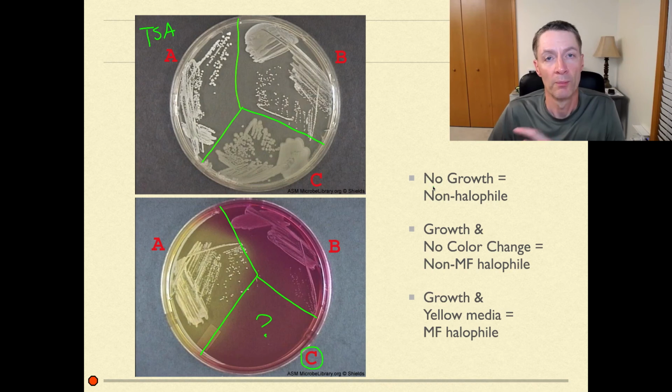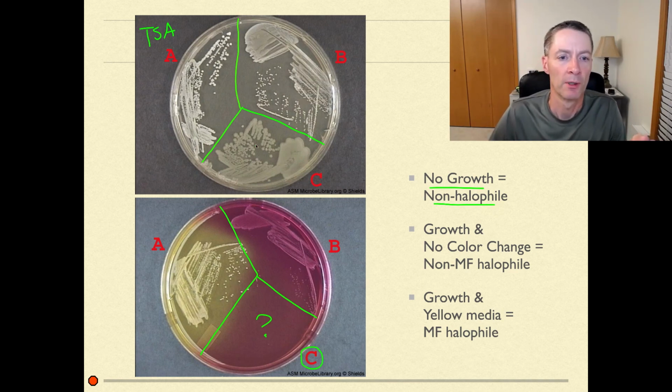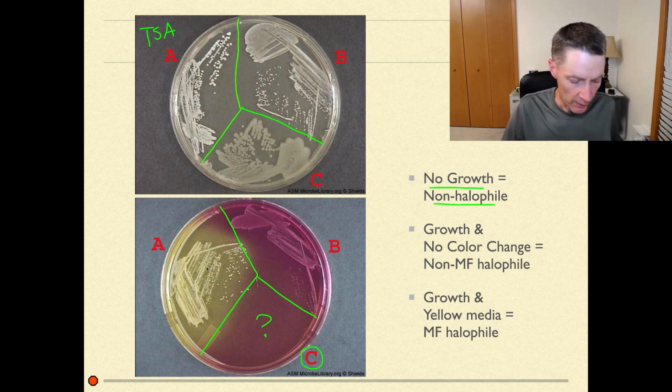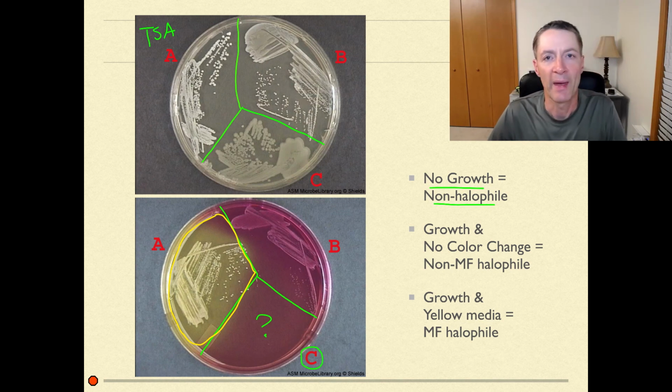So, mannitol salt agar, no growth means non-halophile. Okay? Why did it grow up here? Well, there's nothing there to kill it, right? There was no salt in that plate, or very little salt. Now up in the A and B third of this plate down below, we do have growth, which tells me that they're both going to be halophiles, but we only see a yellow color change down in here, right? So all of this yellow we see down in this third tells us that this is a mannitol fermenter.